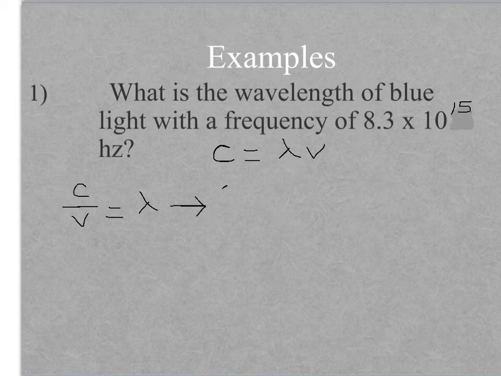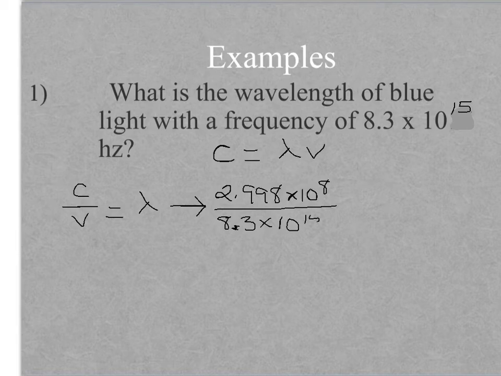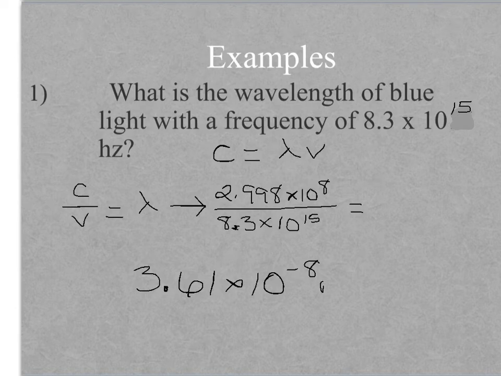So if we want to go ahead and start this, C again is a constant, so that's the 2.998 times 10 to the 8th. And then it'll be divided by the frequency that was given to us, which is 8.3 times 10 to the 15th. So if we were to divide both of those and put them in the calculator, it would come out to 3.61 times 10 to the negative 8th meters.